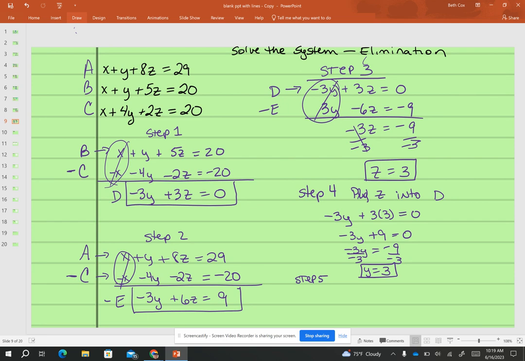Step 5, I'm going to plug both of those into one of the originals. I'll plug into A. So I take both of these and plug into A, and I'll have x plus y plus 8 times z equal 29. So that gives me x plus 3 plus 24 is equal to 29. X plus 27 equal 29. That means x must be 2. So my final answer is 2, 3, and 3. Because it's x, y, and z. Make sure you put your answers in ABC order. Awesome. Let's move on to the next one.